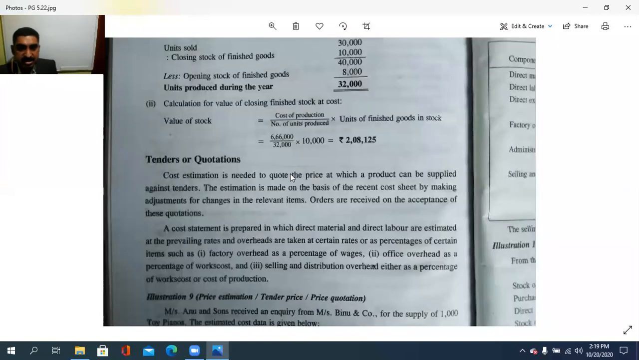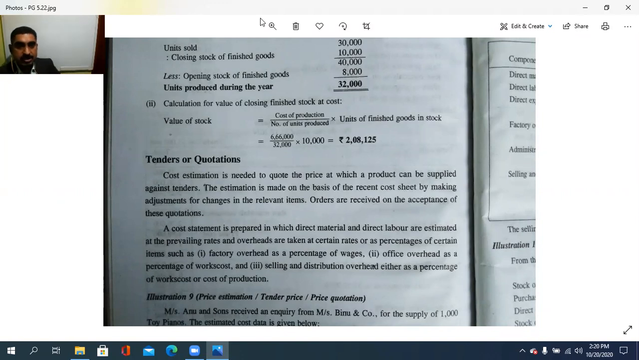Cost estimation is needed to quote the price at which a product can be supplied against tenders. Estimating the cost may not be the correct word, but estimation is there; predetermined cost calculation is there. The estimation is made on the basis of the recent cost sheet by making adjustments for changes in the relevant items. Orders are received on the acceptance of such quotations.